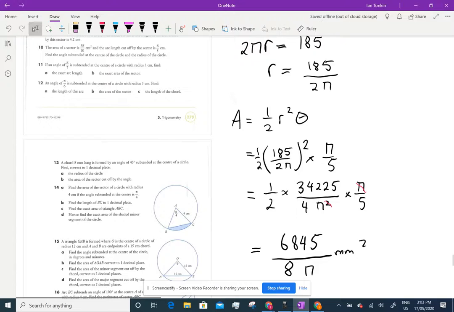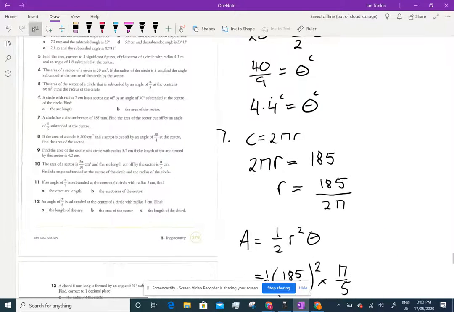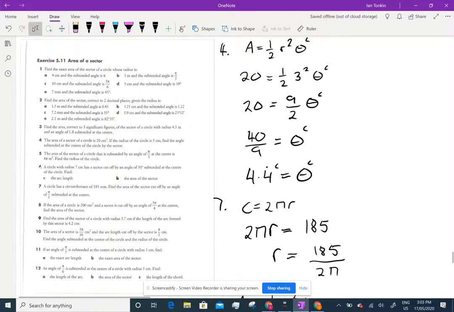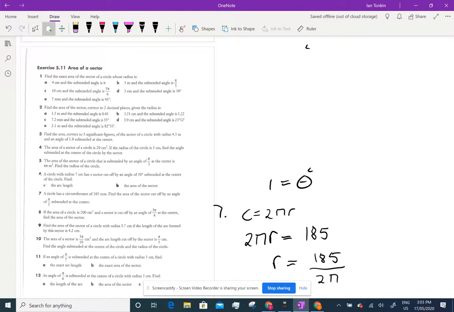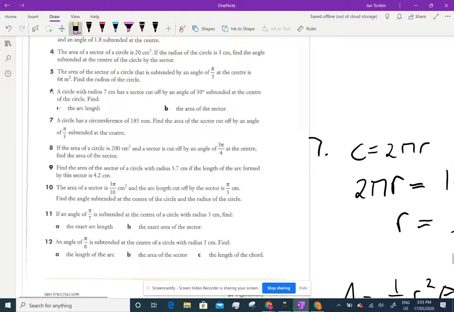So most of them are the same. I want to do question 9 as well. You go and have a go at it. You just come back if you're having trouble. So here I go with question 9. Find the area of a sector if the length of the arc is given, with the radius.